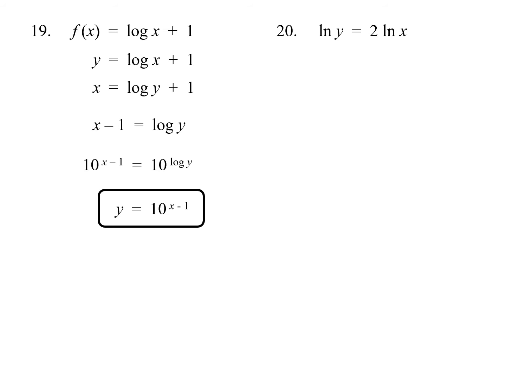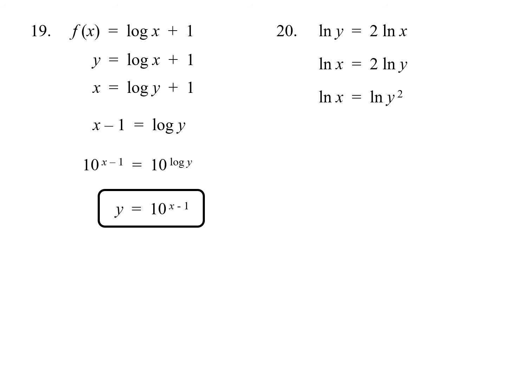Finally, number 20, natural log of y is equal to twice natural log of x. The y is already there, it's not f of x, so we can just go ahead and switch it right now. So here's the inverse, which we now want to solve for y. Now you could isolate the natural log of y by dividing by 2, and you'll get a correct answer, although it'll be somewhat messy form.